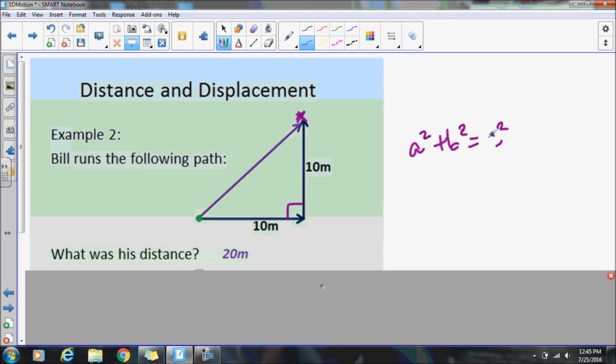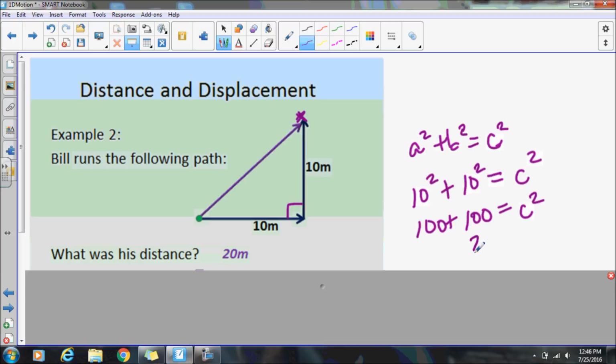Equals c squared. There we go. So a squared is going to be one of our legs, so that's 10. So 10 squared plus 10 squared equals c squared. So 10 squared is 100 plus another 100 equals c squared. So 200 equals c squared.